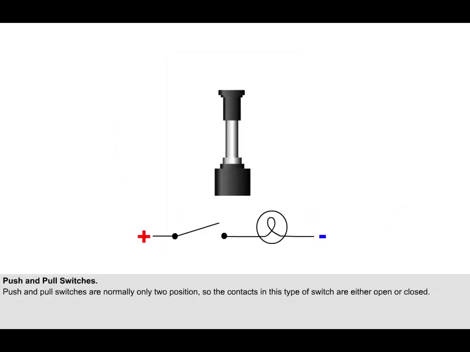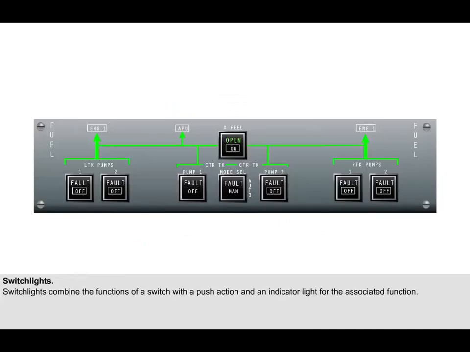Push and pull switches are normally only two-position, so the contacts in this type of switch are either open or closed. The switch is operated by pushing or pulling on the stem of the switch. Switch lights have largely replaced the other switch types in modern aircraft, and combine the functions of a switch with a push action and an indicator light for the associated function.